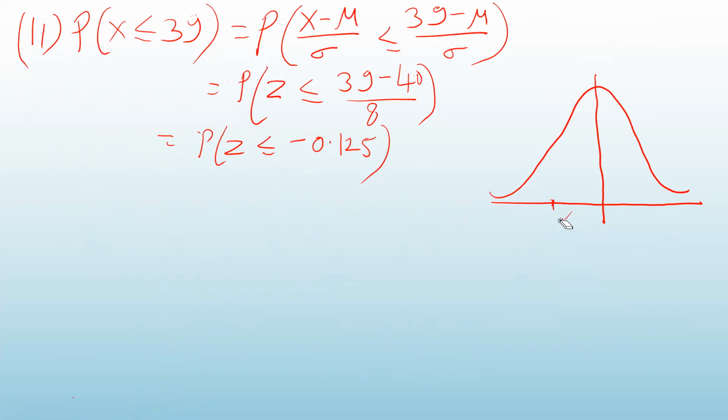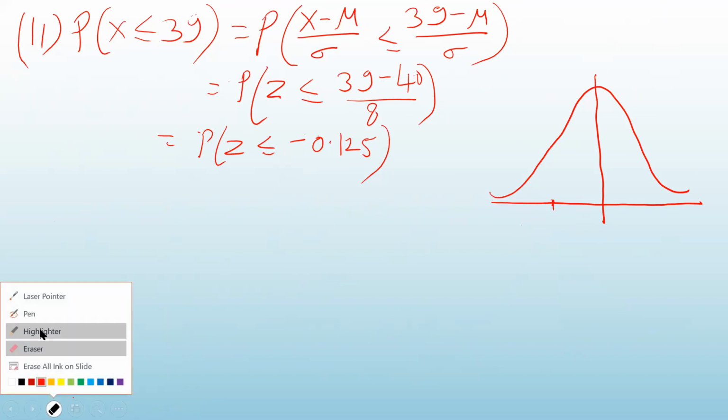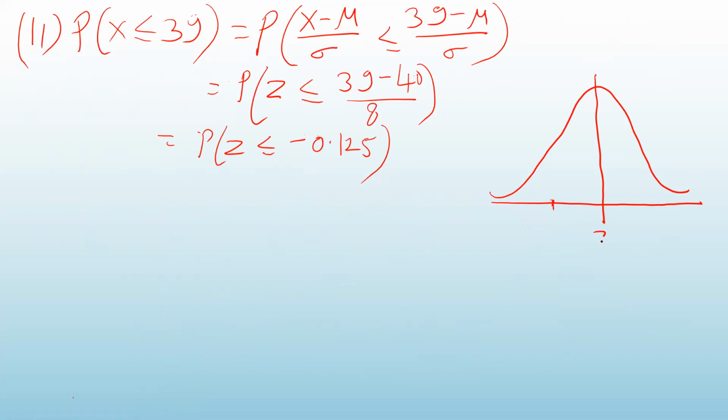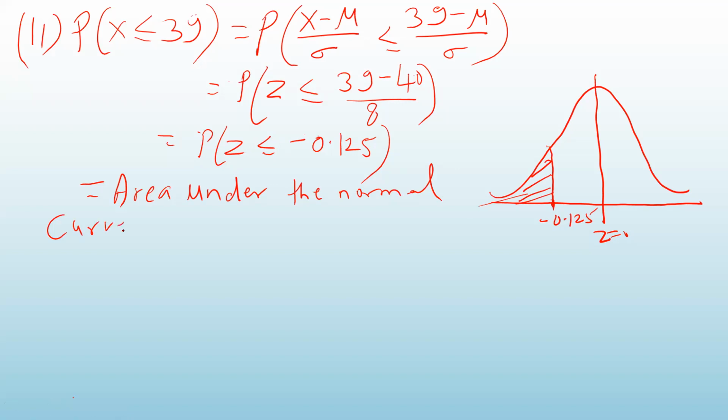Let me write it down very neatly. This is z equal to 0, and here somewhere there will be the point minus 0.125. Now to find the probability of z less than or equal to this, less than means which side we have to see? The left side. So which area do we want? We want this area. So it is equal to the area under the normal curve for z less than or equal to minus 0.125.